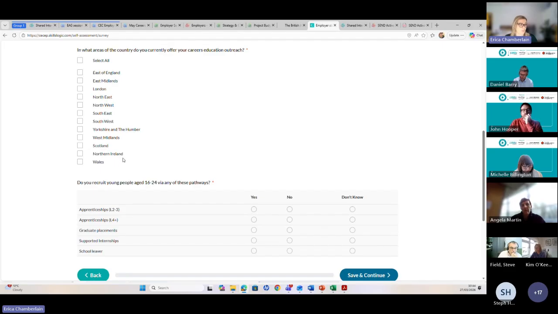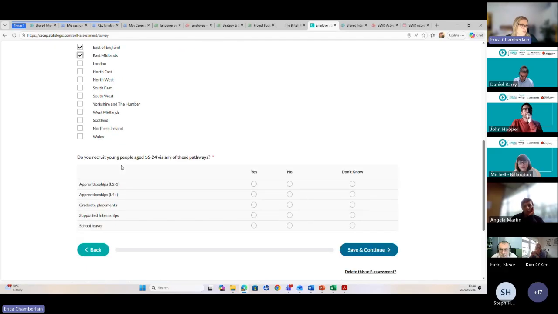So that might just be one area of the country, or you might actually be working across other careers hubs areas as well. So you can tick as many or all if you work across the country. And the reason, even though we're England only, that we have Scotland, Northern Ireland and Wales is because we've had lots of chats with those areas, and lots of our companies are not only England only. So we just want to make sure that you can register where you're working.